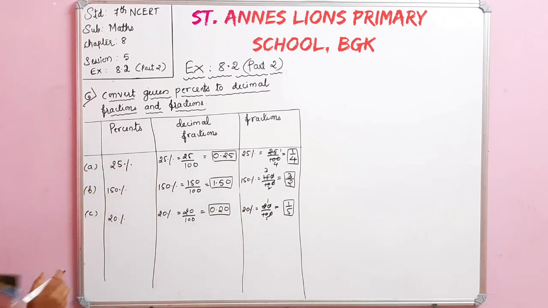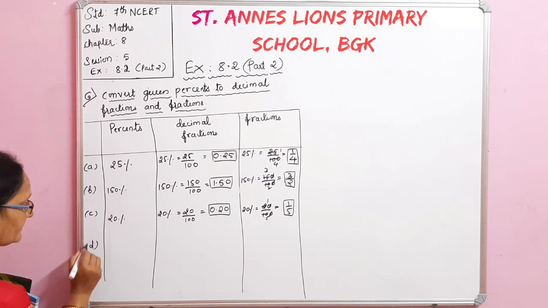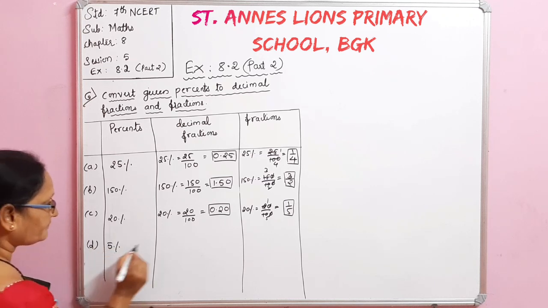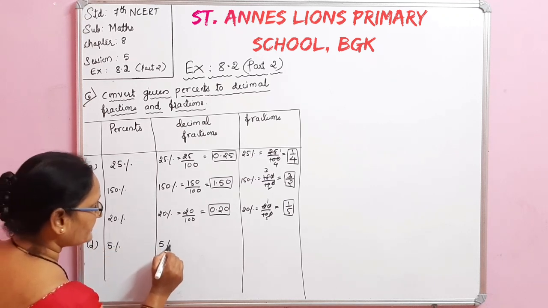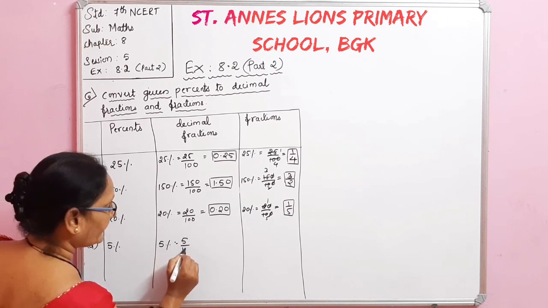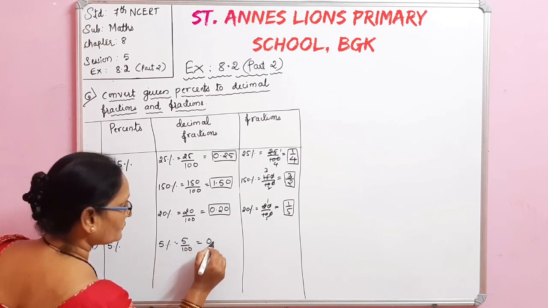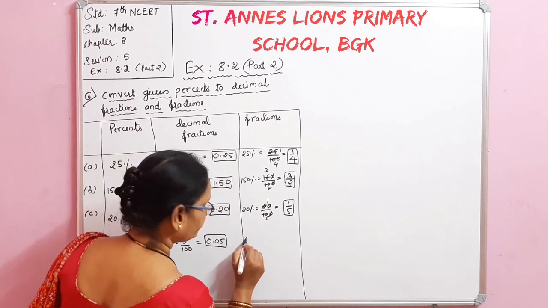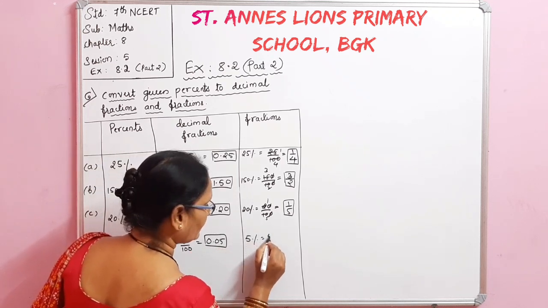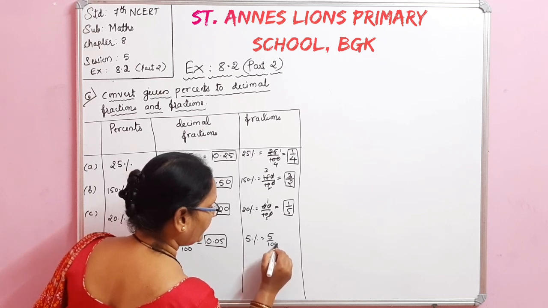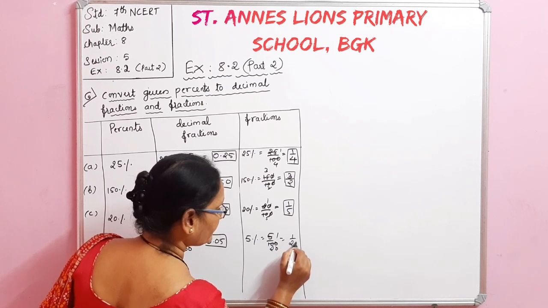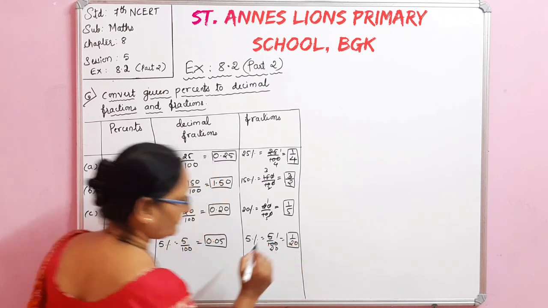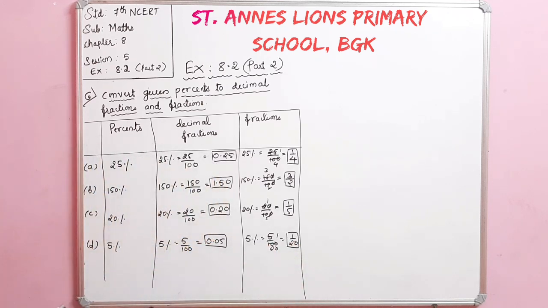The fourth one is D, that is 5%. 5% is equal to 5 by 100, which is equal to 0.05. 5% is equal to 5 by 100, that is 5 ones are 5, 5 twentys are 100, 1 by 20 is the required fraction. So this is the sixth problem.